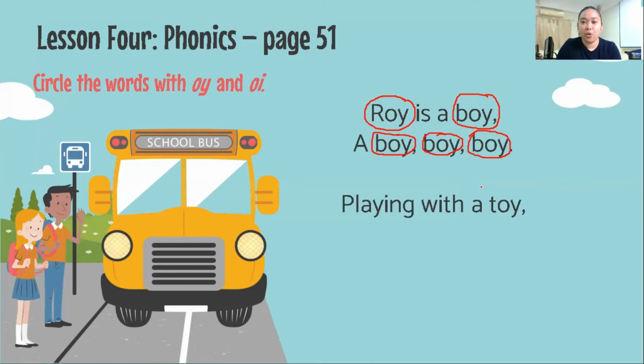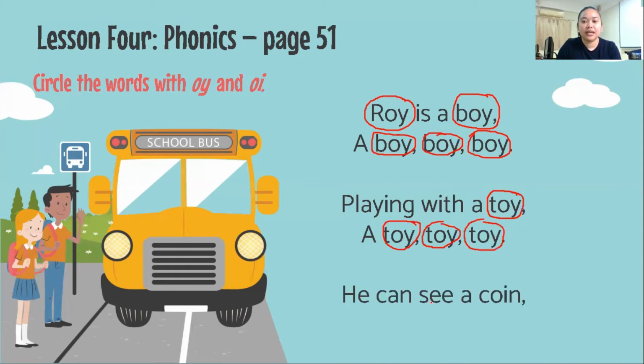Playing with a toy. Which words has the OY or OI spelling? Yes, toy. So circle that word. Circle toy. Next, a toy, toy, toy. Yes, toy. Toy, and another one, toy.